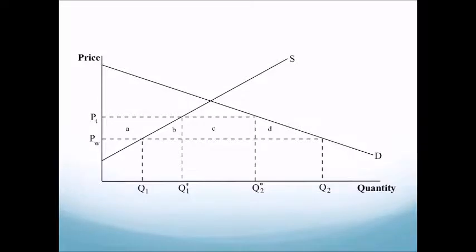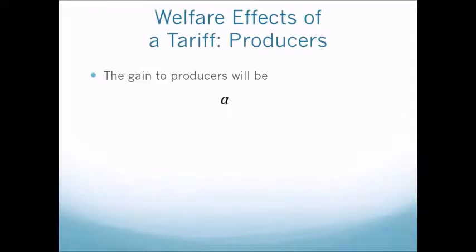With no tariff, producer surplus was G. After the tariff is imposed, producer surplus is G plus A. Area A is transferred from consumers to producers. Producers are better off because of the tariff. This affects the income distribution but not overall welfare. Resources are transferred from consumers to producers.